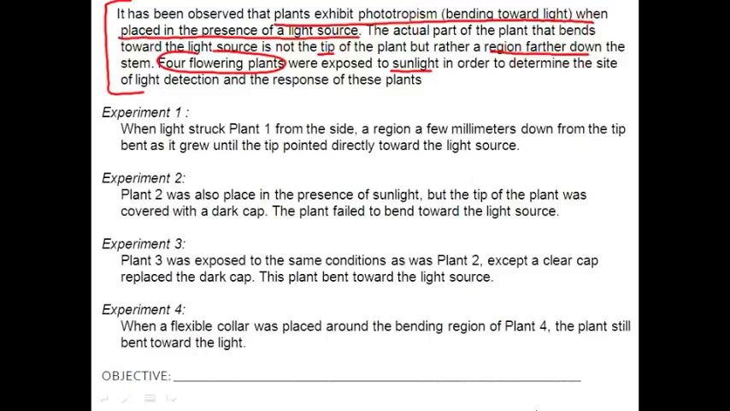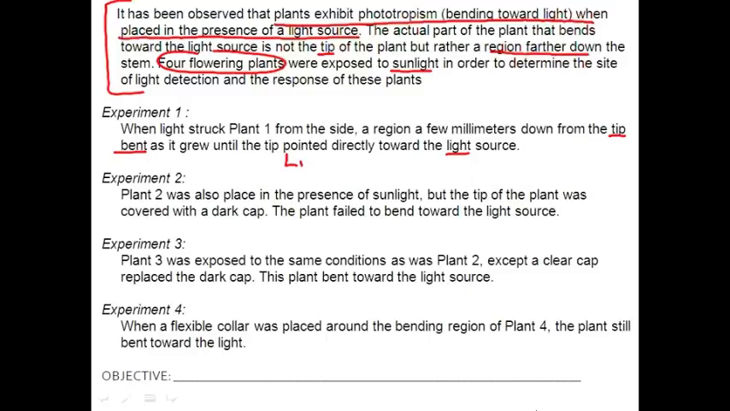And then you have variables. In this, obviously, sunlight is going to be a variable, but look for any other variables as you go through these experiments. So let's read through them together. Experiment 1. When light struck plant 1 from the side, a region a few millimeters down from the tip bent. Ooh, now that's something we're looking for, because we noticed that up in our reading, as it grew until the tip pointed directly toward the light source.